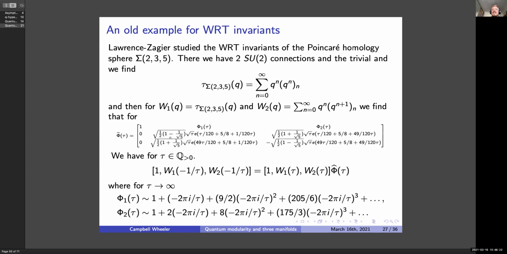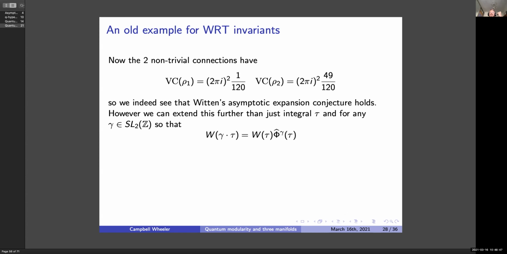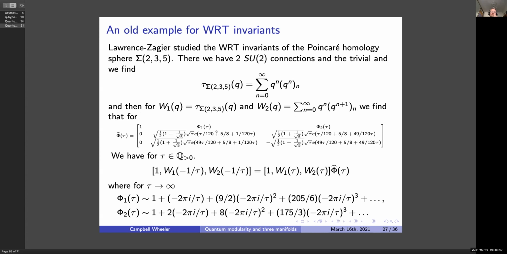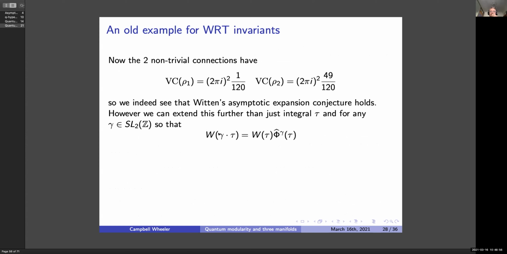And so we see that, when we add in this extra function, we get this vector, where if we take the vector evaluated at -1 on tau, this is the vector evaluated at tau, multiplied on the right by this SL2Z cocycle. So that's kind of nice. This is all proven in this case because it's particularly modular here.